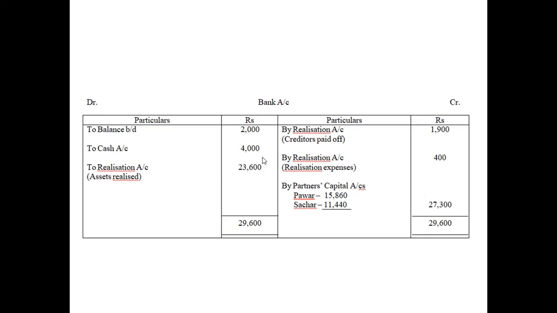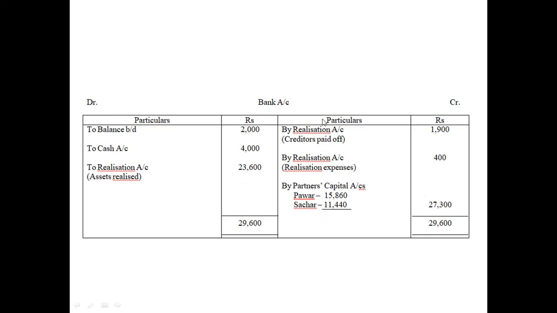We were asked to prepare the bank account. That's why we have included cash in the bank. If we were supposed to prepare the cash account, then the bank balance would be transferred to cash. So depending upon that, you have to maintain the accounts. The total of the debit side will be 29,600.